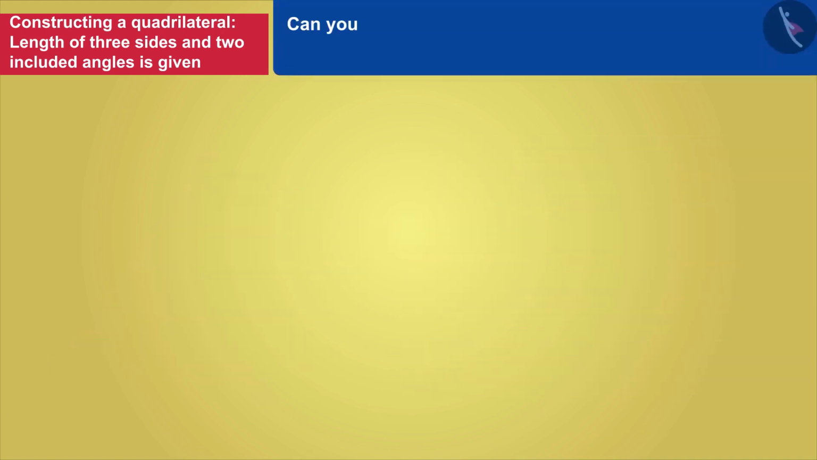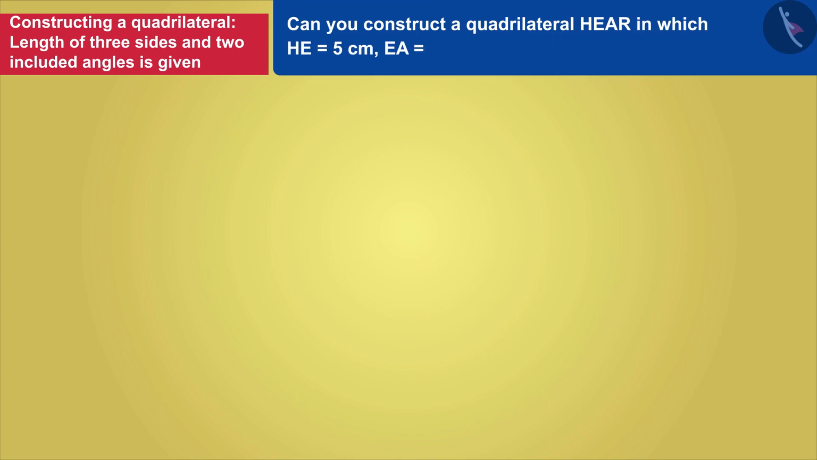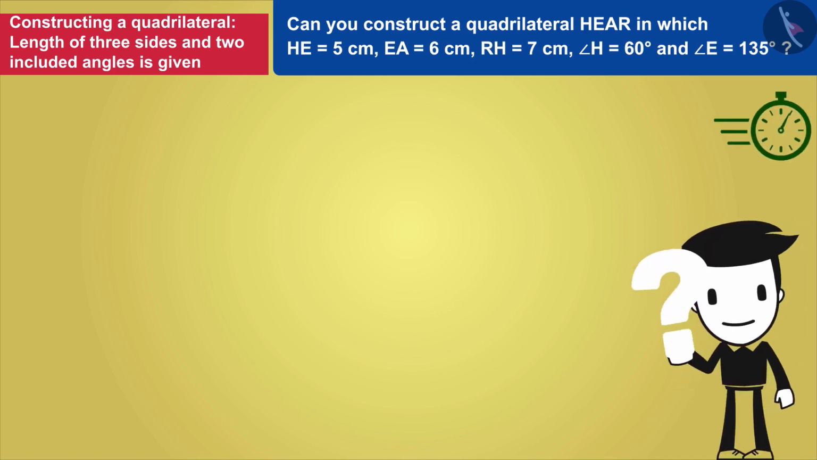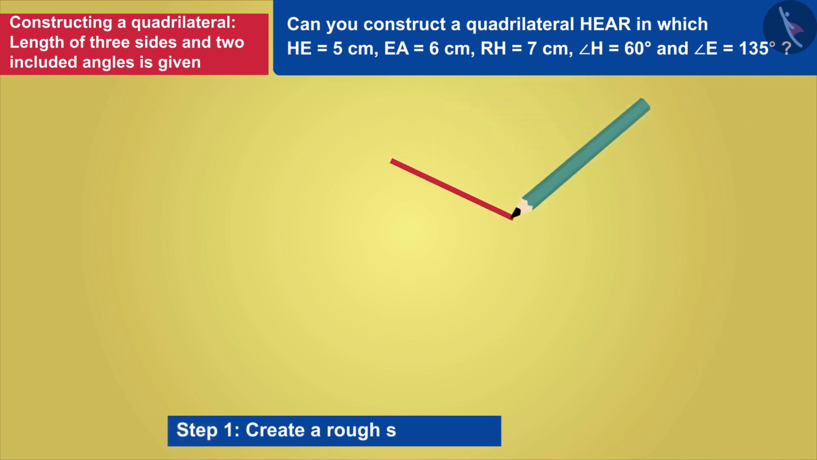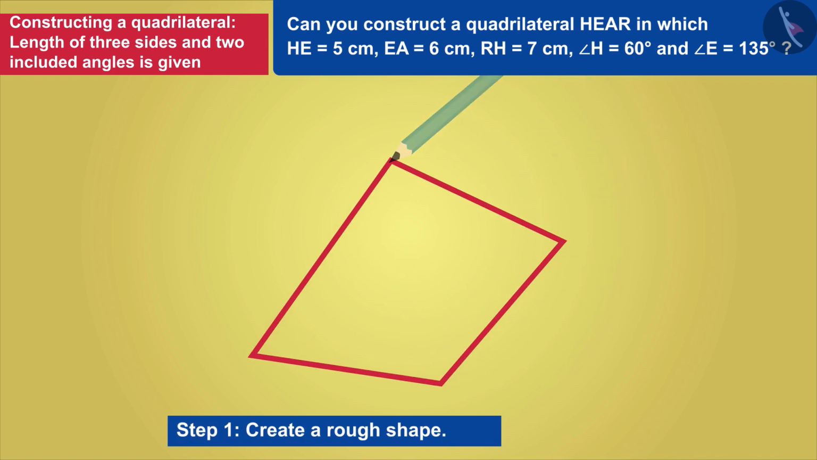Can you construct a quadrilateral HEAR in which HE equals 5 centimeters, EA is equal to 6 centimeters, RH equals 7 centimeters, angle H is 60 degrees, and the value of angle E is given as 135 degrees? As we know, first we will create a rough shape which will help us in determining the steps of our creation.